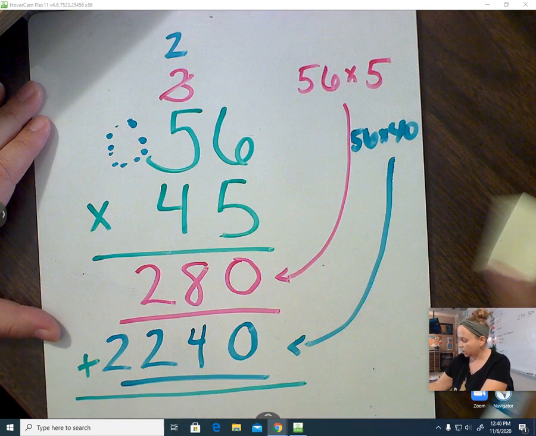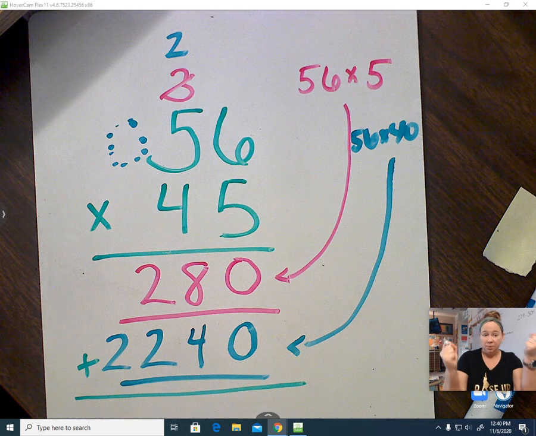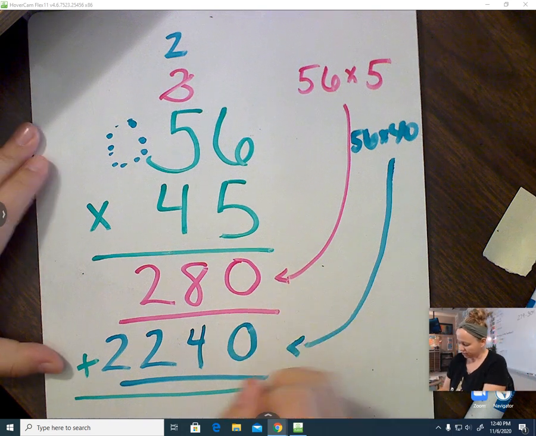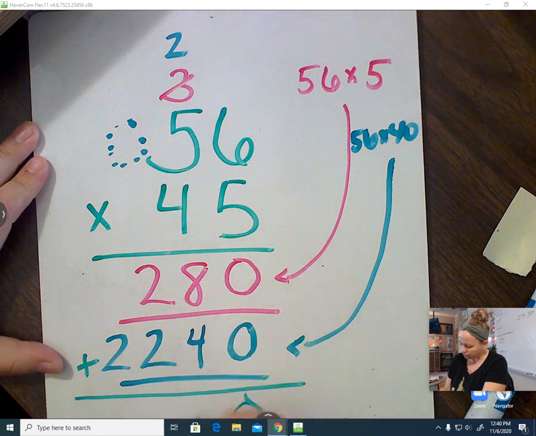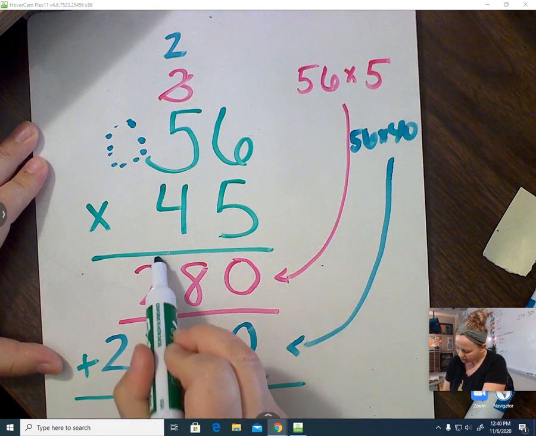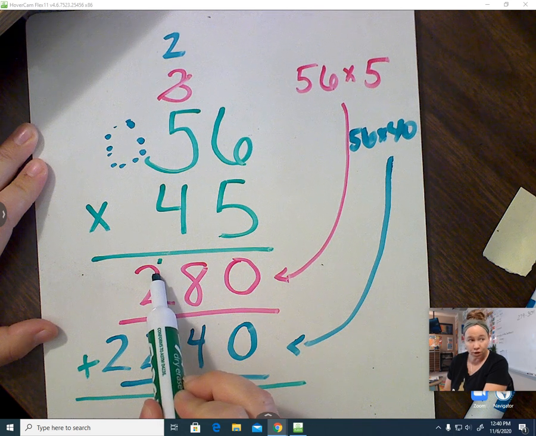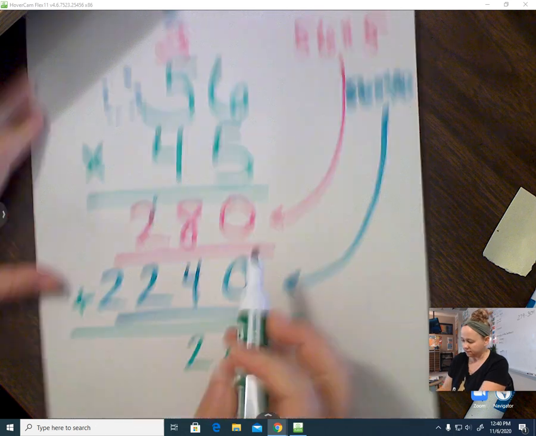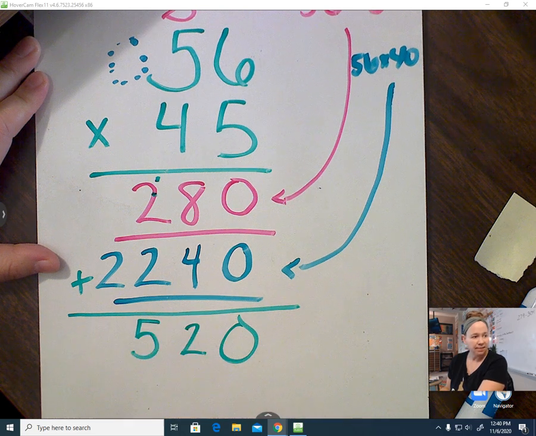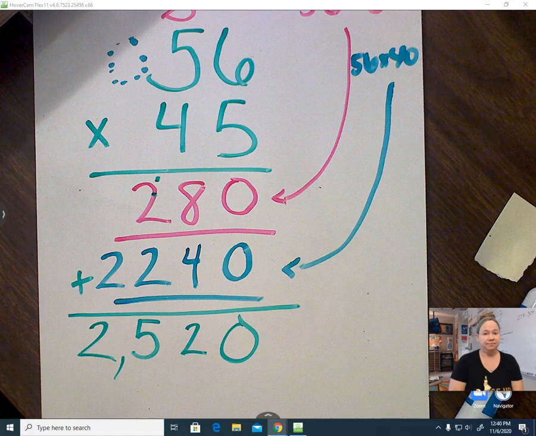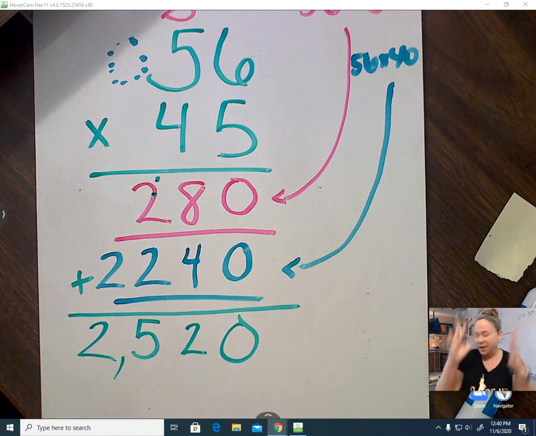Okay, now we're going to add it all. We took it apart, we multiplied it, and now it's time to put it back together. All right, 0 plus 0 is 0. 8 plus 4 is 12. I'm going to carry the 1 right here. 1 plus 2 is 3, 4, 5. And then there's nothing up here. Plus 2 is 2. 1, 2, 3, comma. Yes. Great. All right, erase.